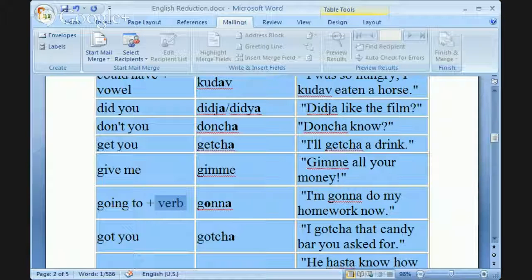Yeah. My goodness. We should just do a reduced pronunciation song class. Wow. You guys are thinking of a lot of them.